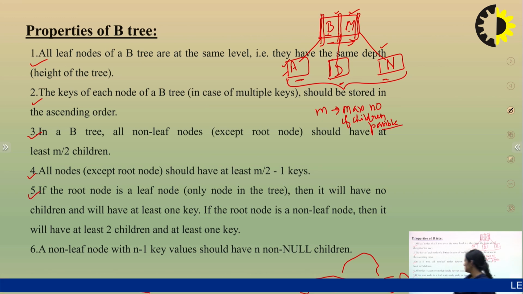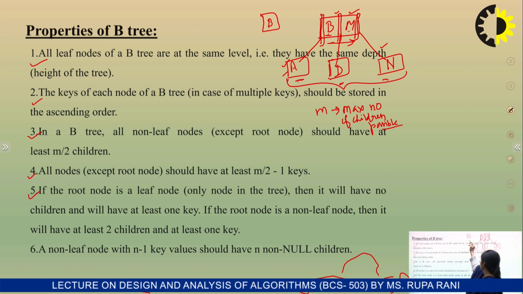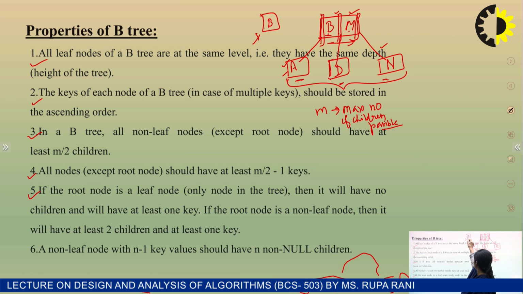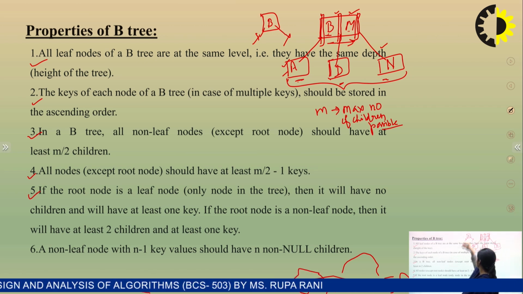Next, the fifth property is if the root node is a leaf node. Suppose this is a root node and this is a leaf node, meaning there is no other node. It's a single node. Then it will have no children and will have at least one key. It means there will be no left child and no right child. This one is only a single key. Right?